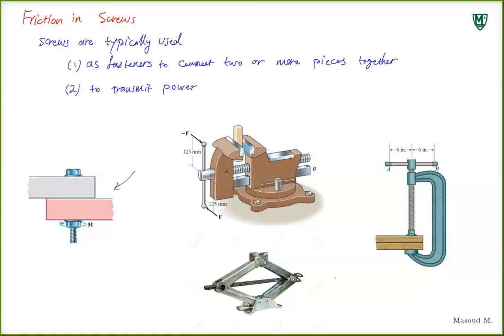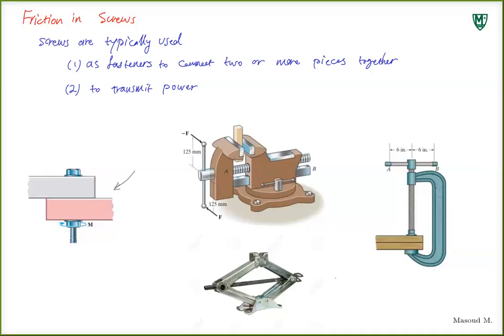I brought a couple of figures here. The simplest situation would be you have a screw, a set of, let's say, nut and bolt, and you are trying to connect two pieces together. Now, those two pieces could be pieces of a bridge, or some small pieces in some small electronic device that you're trying to connect together. So that's where screws are used as fasteners.